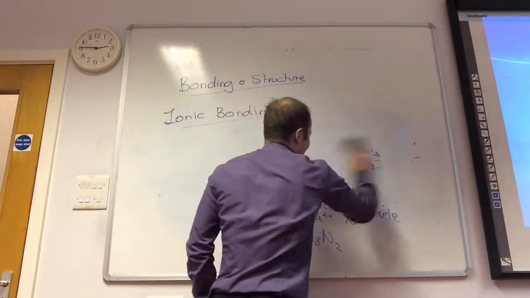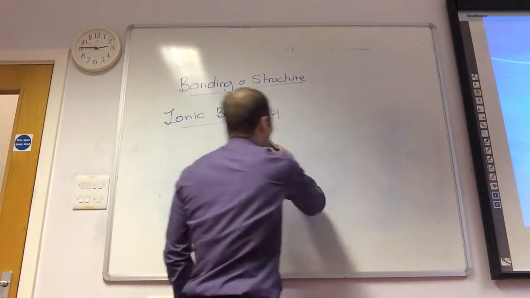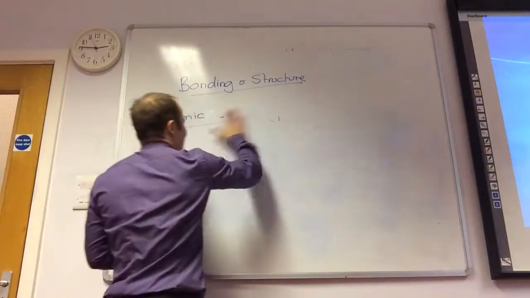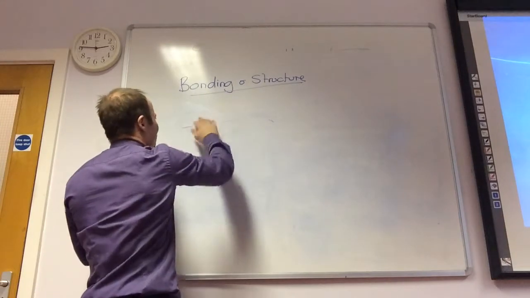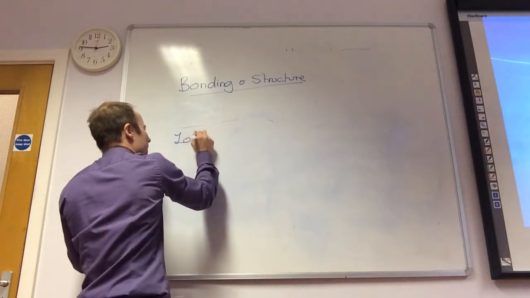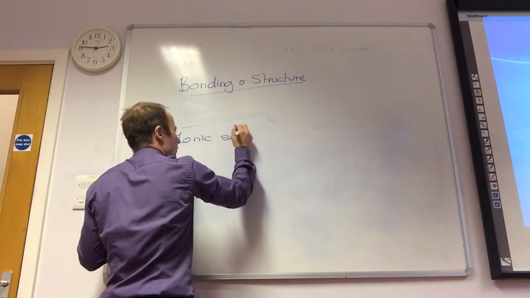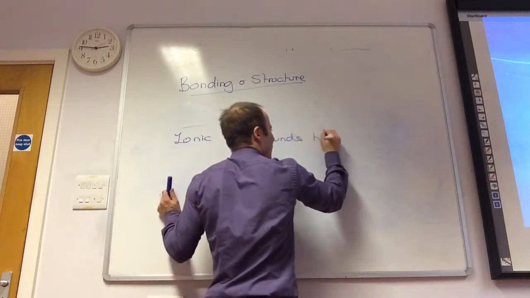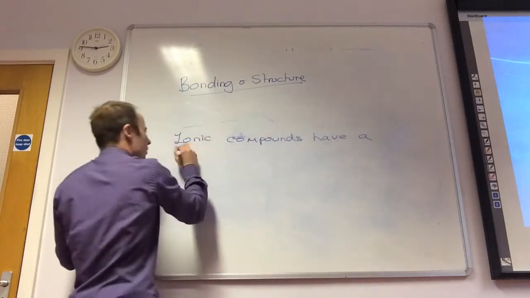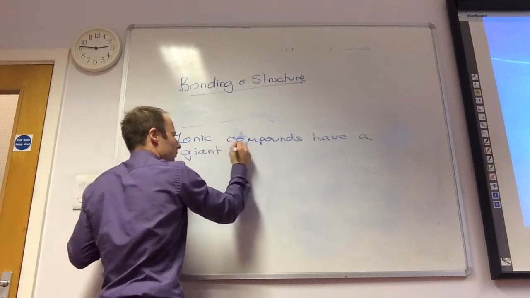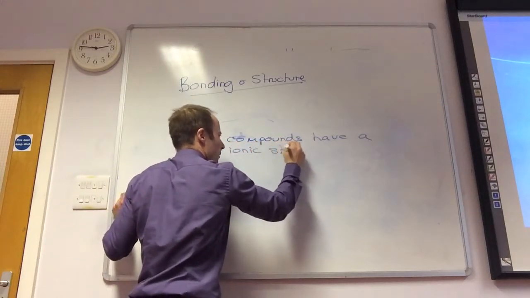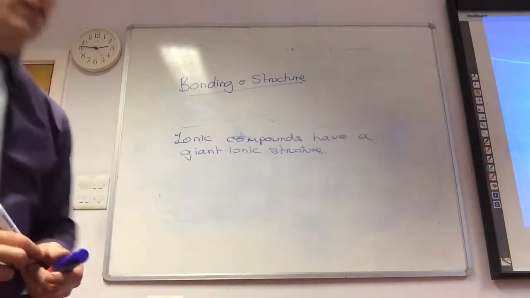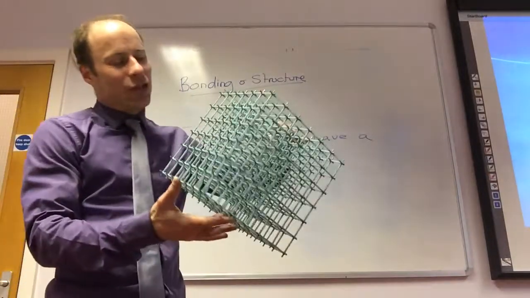So that's the bonding. The other thing they want you to talk about is the structure of ionic substances. That's the bonding, but they also like you to think about the structure. So ionic substances, let's call them compounds, have a giant ionic structure. So this is the giant ionic structure of sodium chloride.